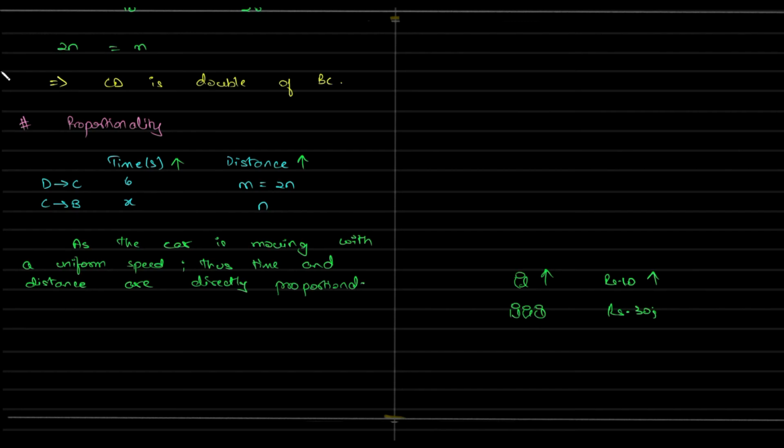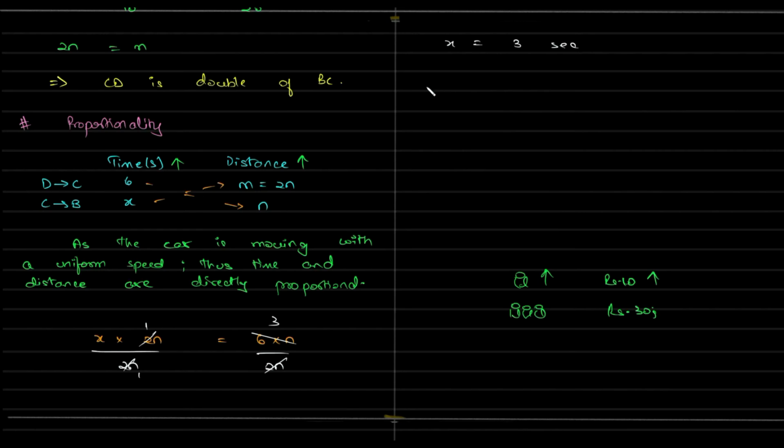Since they are directly proportional, I can use the idea of cross multiplication. 6 into n will be equal to x into 2n. So x into 2n is equal to 6 into n. Since we want x, we'll divide 2n on both sides. So x is equal to 3 seconds. Okay, so the n's cancel: n and 2n.